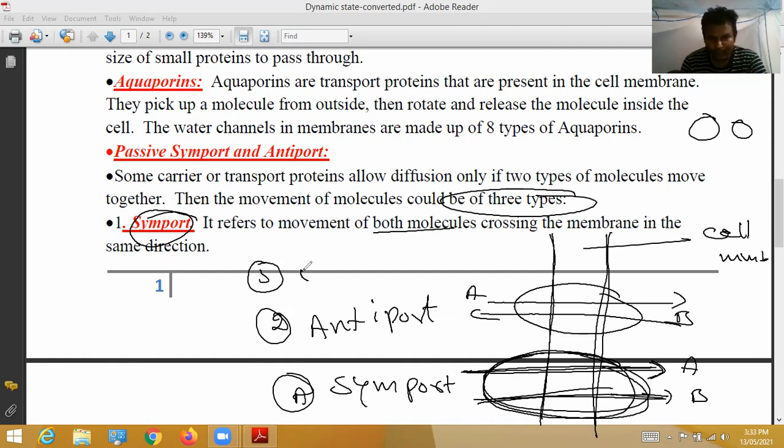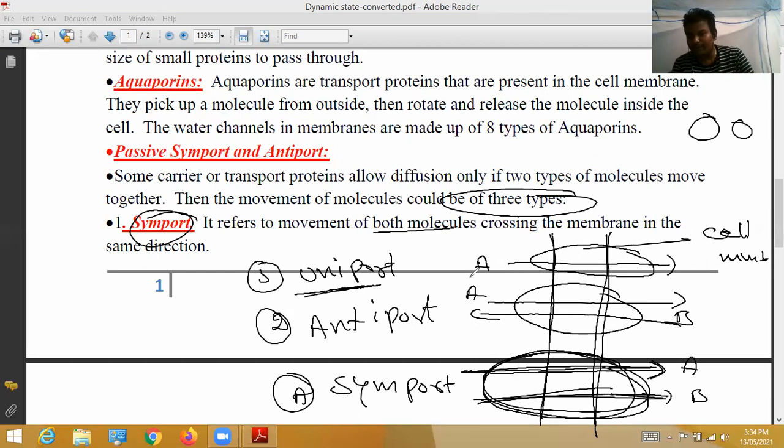The third one is uniport. In uniport, a molecule moves across the membrane through a carrier protein, independent of other molecules. Independent means what? The word itself says uni, only one type of molecule. Two types of molecules are moved here, but the A molecules are moved independently from inside to outside.